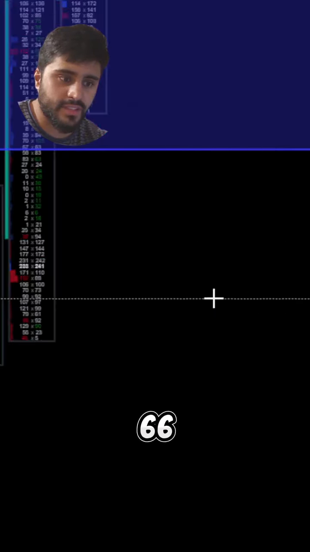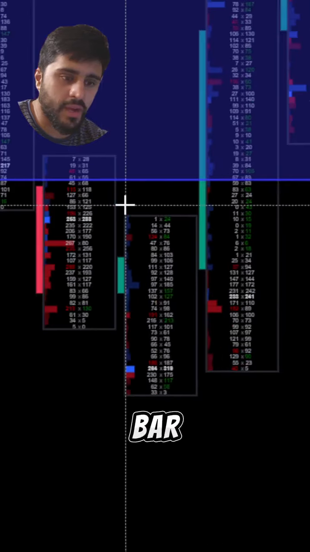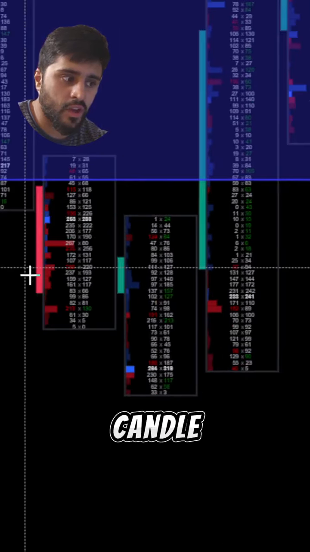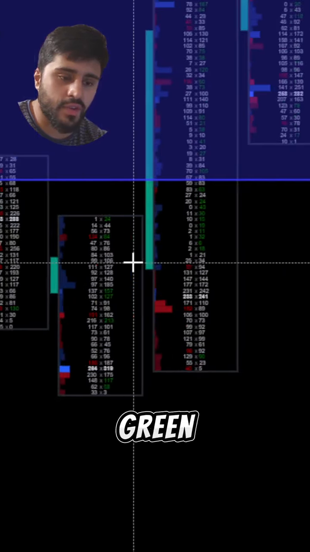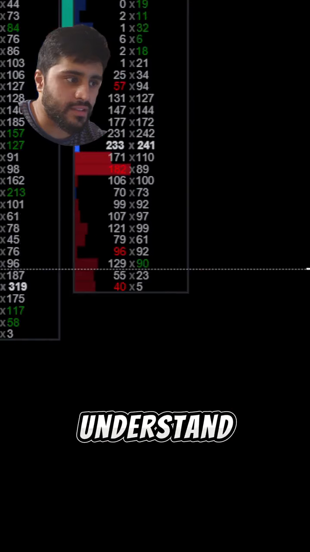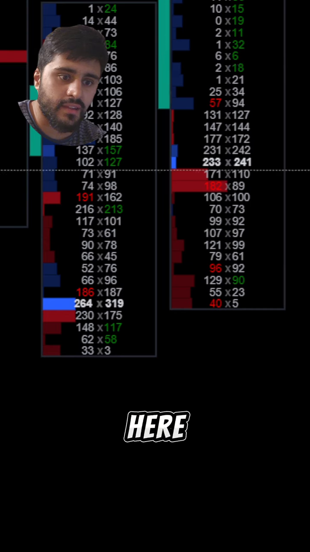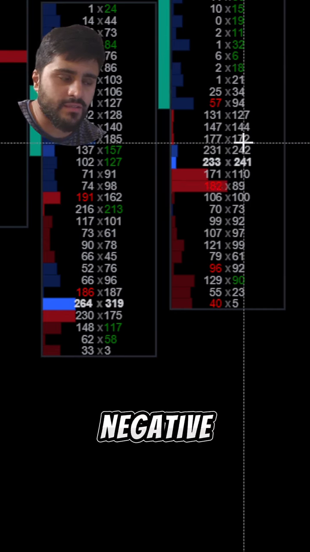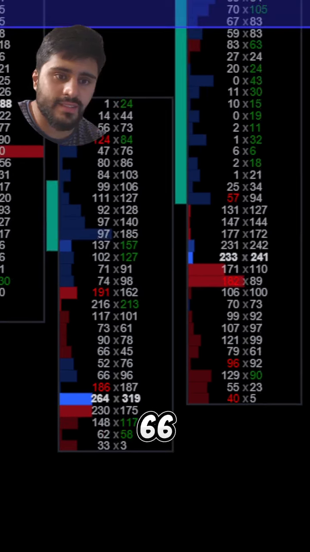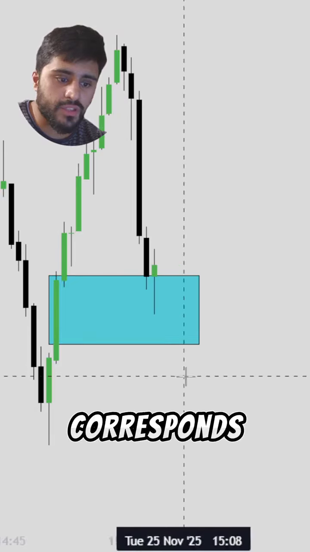66.90, sorry. So if we go to 66.90, what we can see is a 3-bar pattern where we see a red candle, lots of aggressive sellers, a green candle, and the trick to understand is we see sellers inside of a green candle here and here, right? So these are negative delta or red delta sitting at 66.92, which corresponds to here, right?